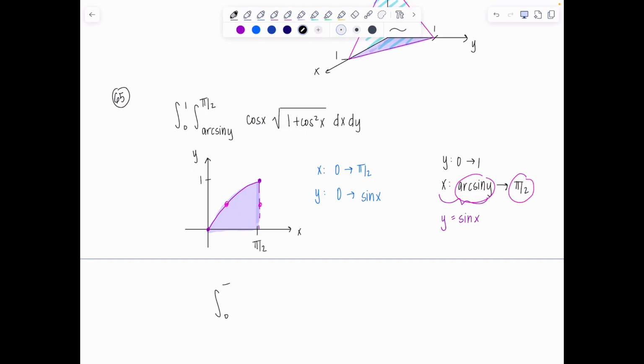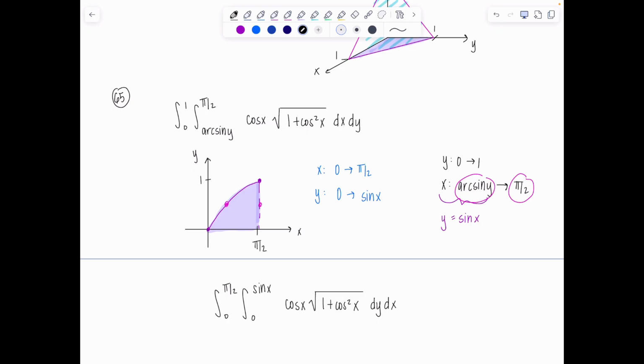So you're going to go 0 to pi over 2, 0 to sine x, cosine x, square root, oh, that was ugly, 1 plus cosine squared x dy dx. And then from there, you guys should be good.